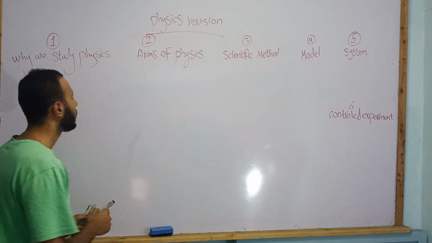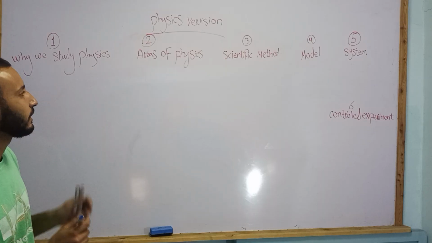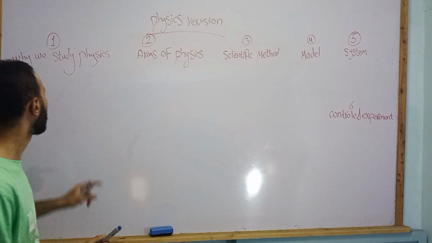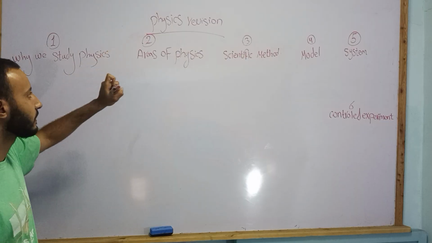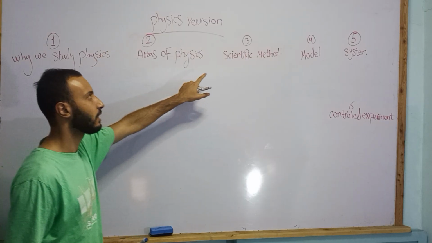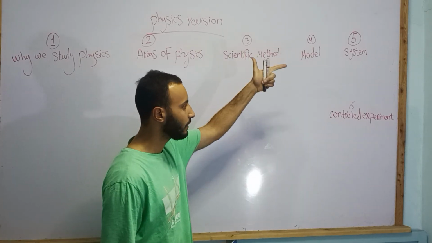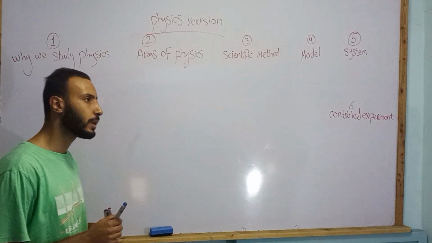Okay, so we're gonna summarize lesson 1 with 6 concepts or 6 short notes. First one, why we study physics. Second one, the areas of physics. Third one, the scientific method, models, system, and controlled experiment.